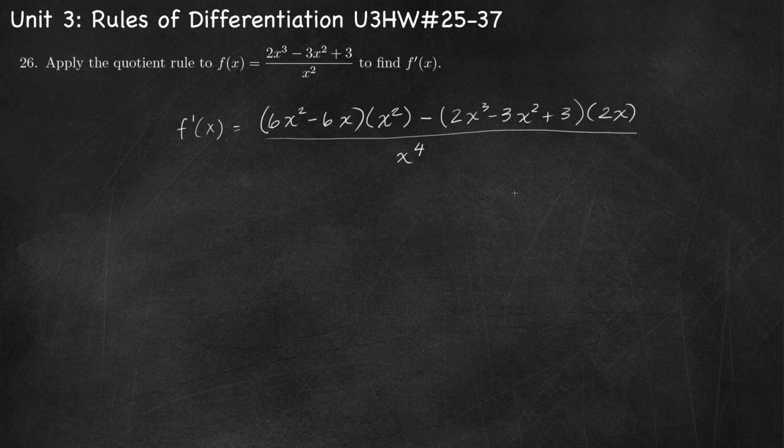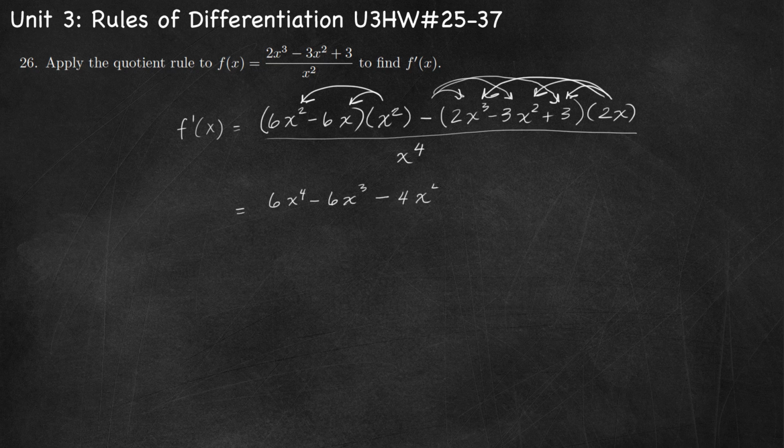Now if we simplify this, it should give us the same result we got in number 25. So I'm going to distribute my x squared and get 6x to the power 4 minus 6x to the power 3. And then I'm going to distribute this 2x and distribute the negative. So we got a lot going on here. Okay, so 2x cubed times 2x is 4x to the fourth times negative 1. It's negative 4x to the fourth.